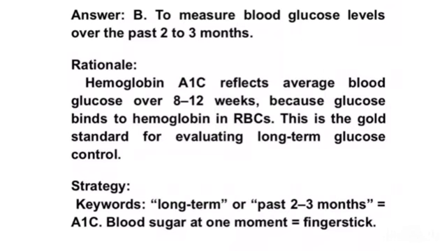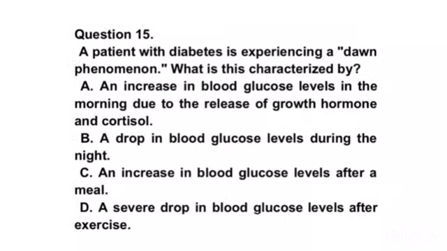Blood sugar at one moment equals fingerstick. Question 15. A patient with diabetes is experiencing a dawn phenomenon. What is this characterized by? A. An increase in blood glucose levels in the morning due to the release of growth hormone and cortisol.